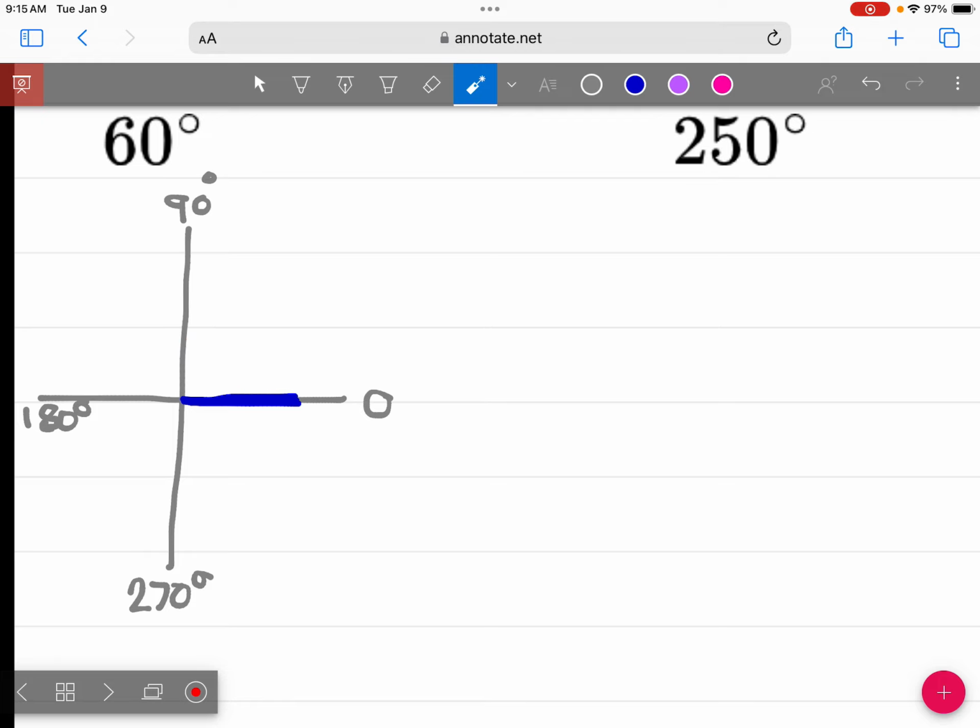But we're just going to kind of eyeball. We're not using protractors here. We're not busting out the compasses. We're sketching. That's why it says sketch, not graph. Graph means to be specific. Sketch means close enough.